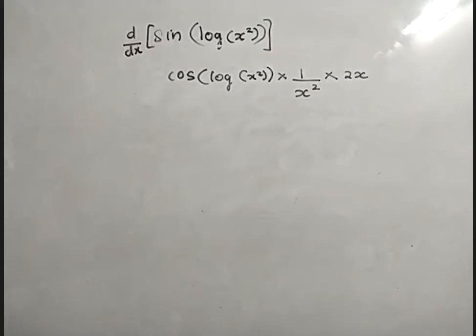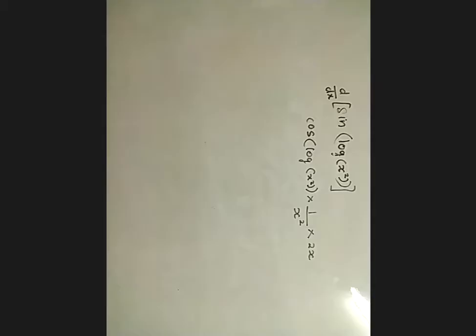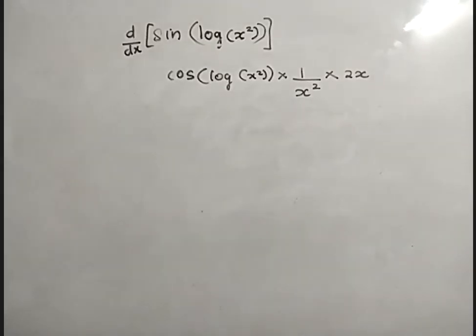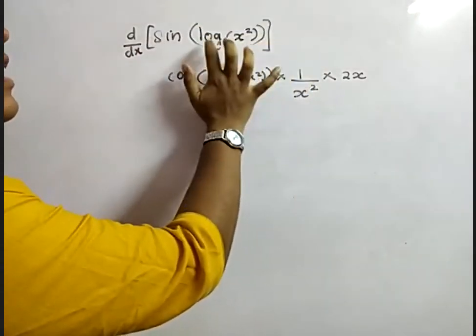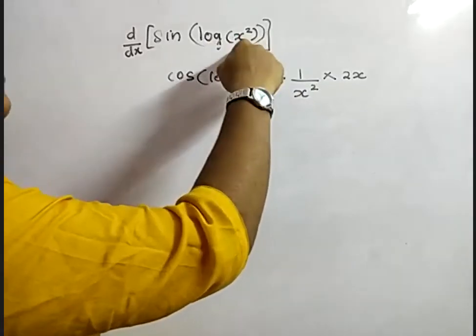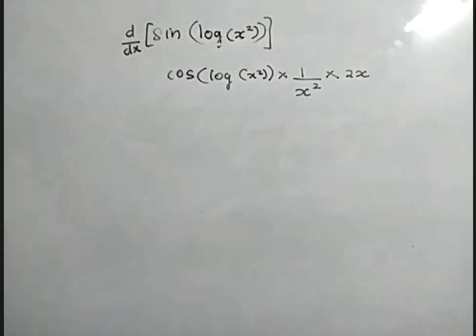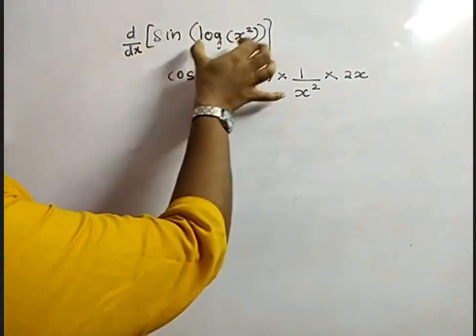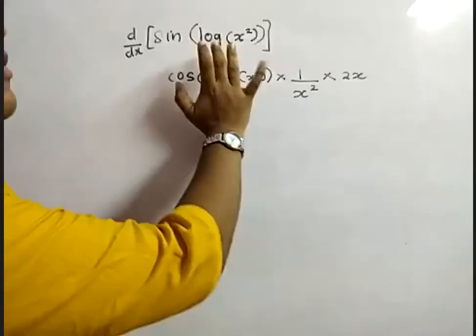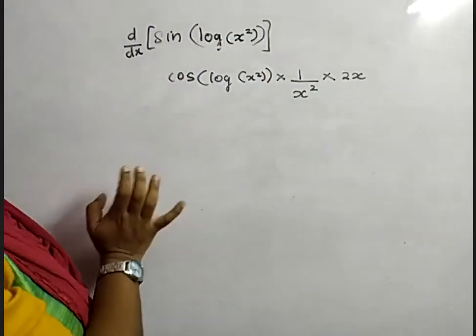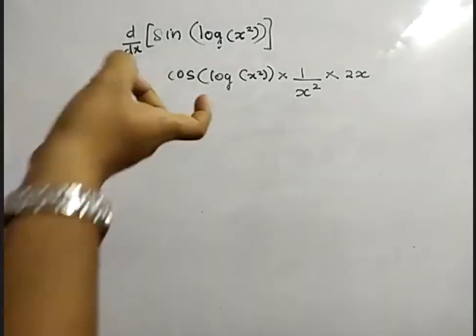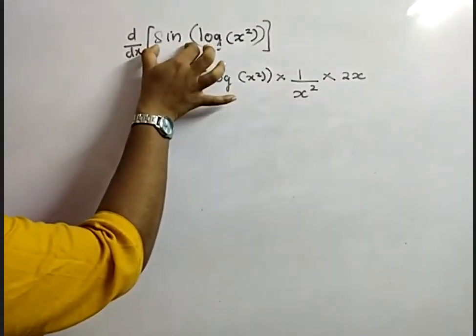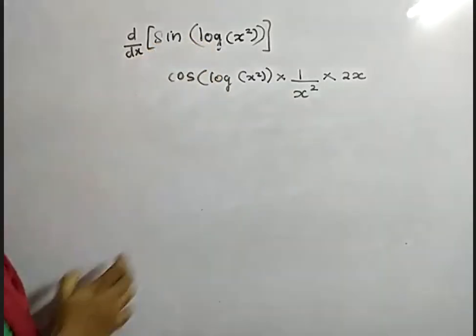Yes, ma'am. Ma'am, can you please explain it? Yeah, I'll explain. See, here what is our question? We have a sine function. Inside that we have a log function. Inside that we have an algebraic function, x square, right? So here we need to apply the chain rule. What is the chain rule? We take the derivative of the outer function, then the inner function, right? So the outer function here is sine, no? What is the derivative of sine? The derivative of sine is cos.